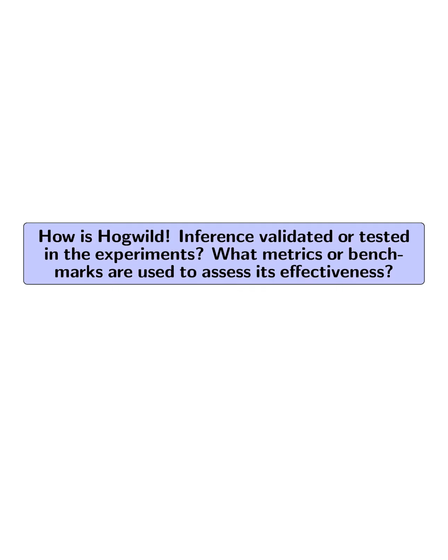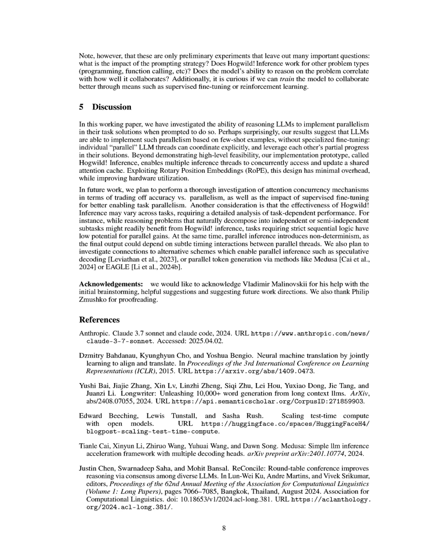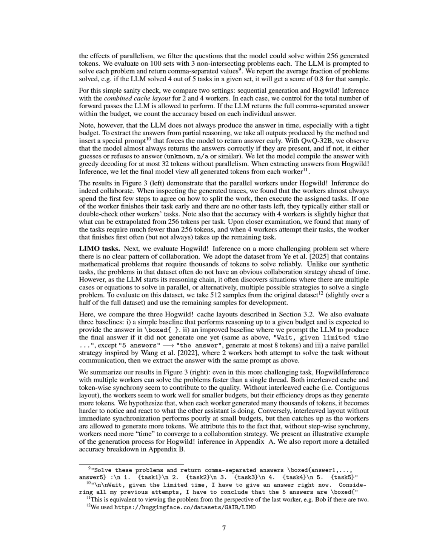How is Hogwild inference validated or tested in the experiments? What metrics or benchmarks are used to assess its effectiveness? Hogwild Inference is validated through a series of preliminary experiments that assess its performance on both simple synthetic tasks and more complex reasoning problems. The initial evaluation involves using the QwQ-32B model to solve problems from the GSM-8K test set, where the average fraction of problems solved is reported as a metric of effectiveness.